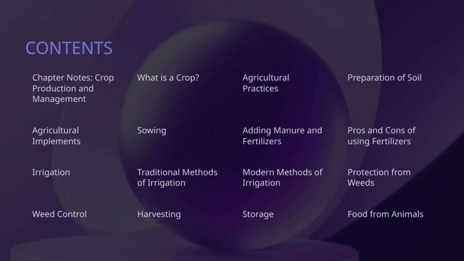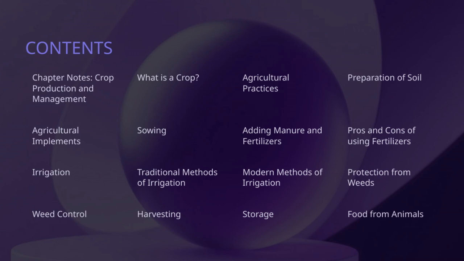Then, we'll cover the preparation of soil, which involves plowing and mixing nutrients to create an ideal environment for seeds. Storage is another key point. Proper storage techniques prevent spoilage and protect harvested crops. Moving on, modern methods of irrigation, such as drip and sprinkler systems, help conserve water and improve efficiency, contrasting with traditional methods of irrigation like canals and wells, which are more labor-intensive.